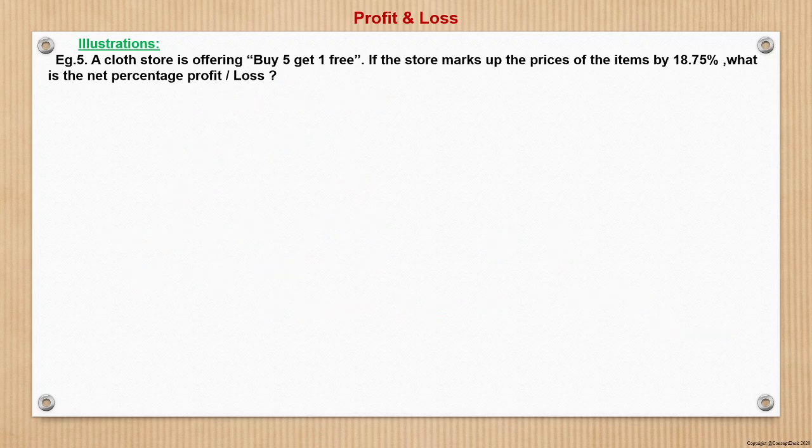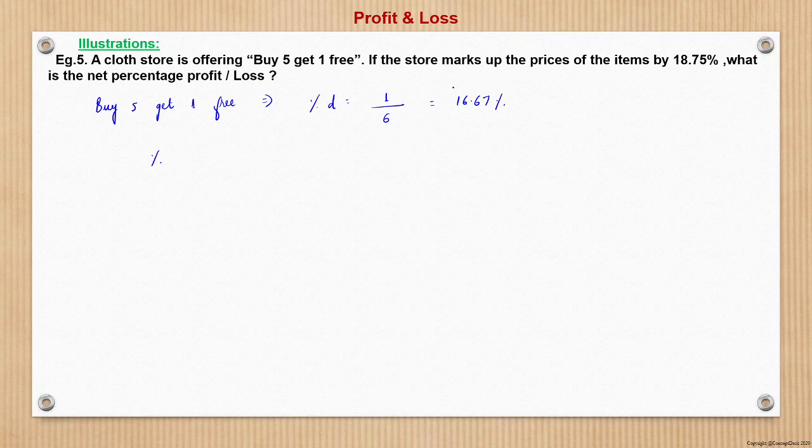Now an extension of a question of previous nature. Here it says that a cloth store is offering buy 5 get 1 free. If the store marks up the price of the item by 18.75%, what is the net percentage profit or loss? So here, buy 5 get 1 free means what is the percentage discount? Total 6 items are being given, of which one is free. So percentage discount is 1 by 6, which is 16.67%, right? We have obtained the percentage discount.